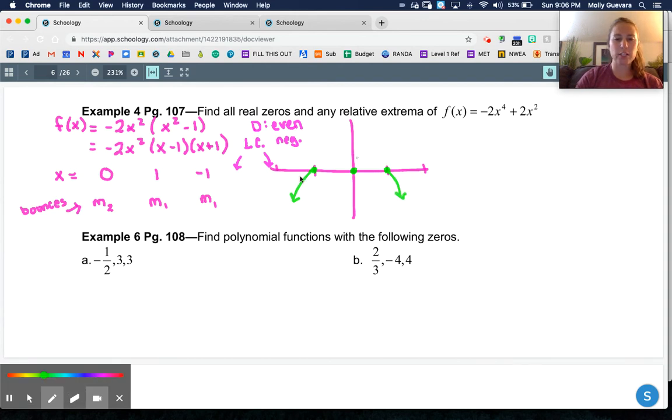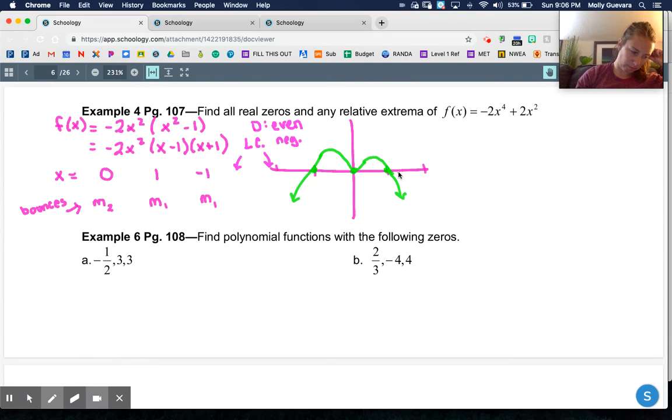Okay, and then the question is, at negative 1, my multiplicity is 1, so it just goes through. My next zero is 0, so at 0, it bounces, so it's going to come here and bounce. And then at positive 1, the multiplicity is 1, so it's going to cut through again. Does it have to be perfect? Heck no. It's going to be just fine.